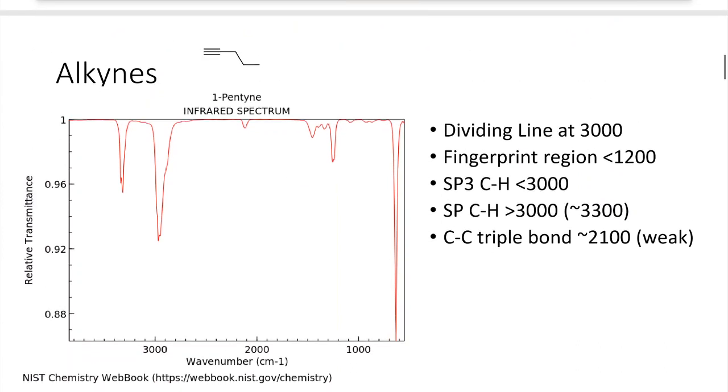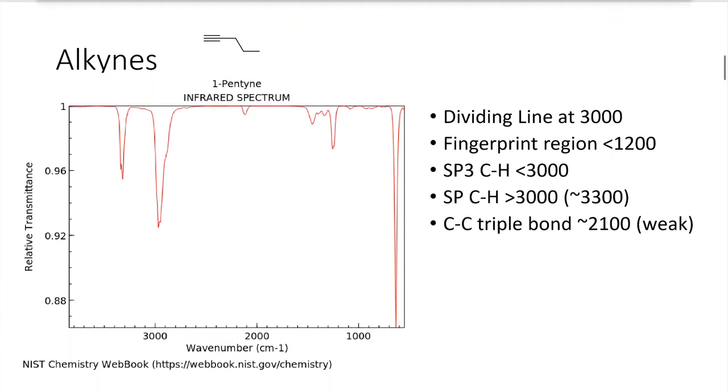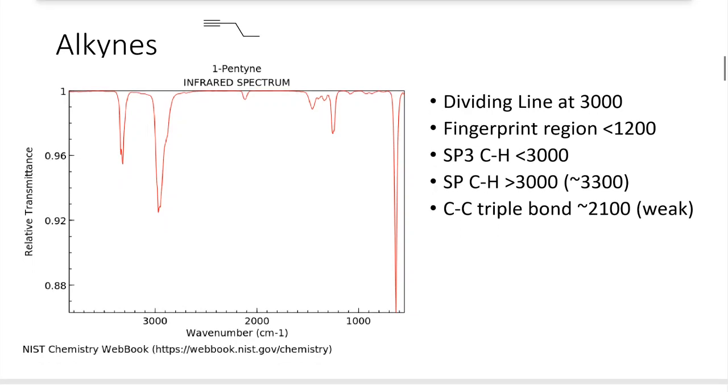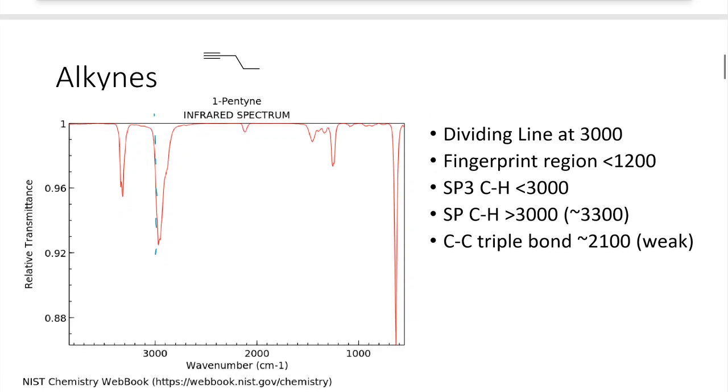The next molecule we'll look at is an alkyne. So alkynes also usually have the sp3 CH stretch just below 3000.